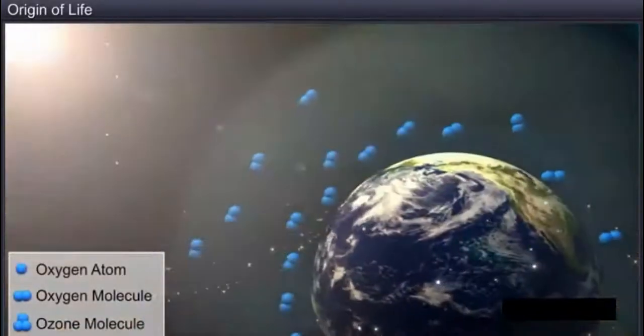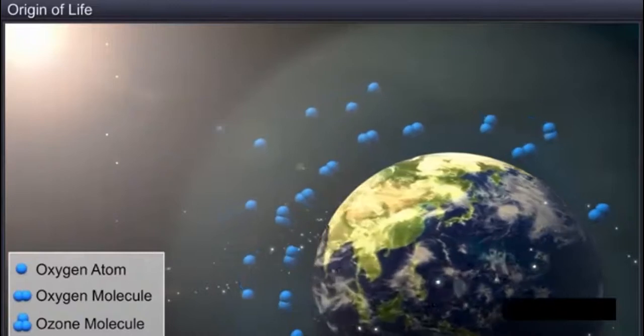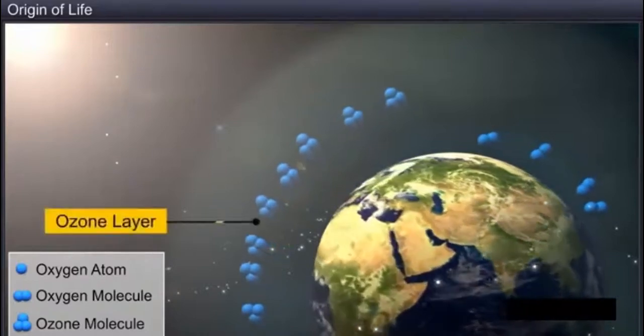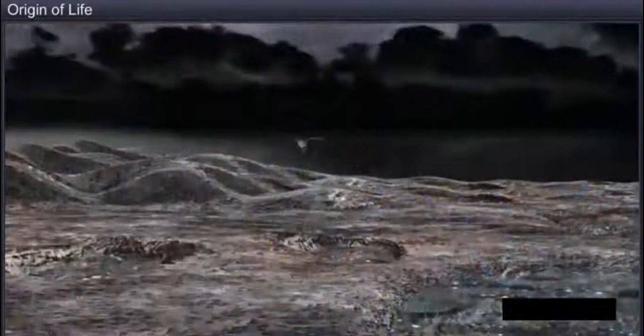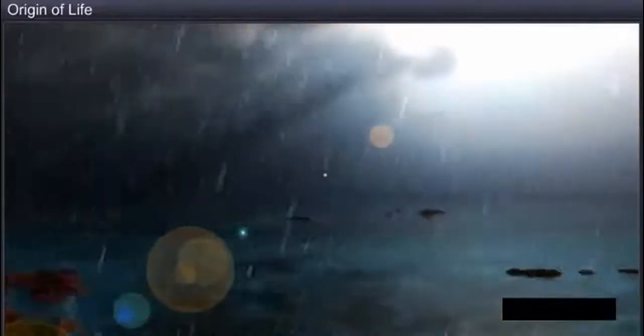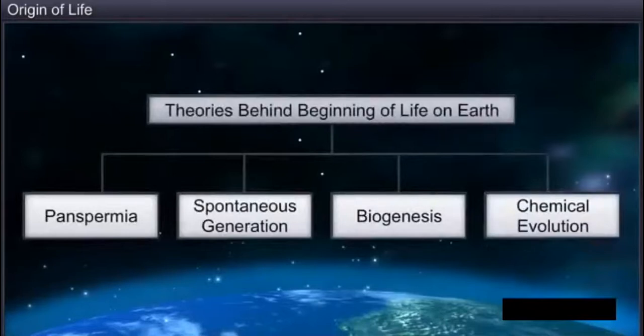The high-energy ultraviolet rays of the sun struck the oxygen molecule and split it into oxygen atoms, which in turn reacted with other oxygen molecules to form ozone, and thus the ozone layer was formed. Some of the water vapor cooled and came down as rain, which filled all the deep depressions on the Earth and formed oceans. It is estimated that life appeared on Earth 500 million years after its formation. There are different theories that try to explain the beginning of life on Earth. Some of them are Panspermia, spontaneous generation, biogenesis, and chemical evolution.